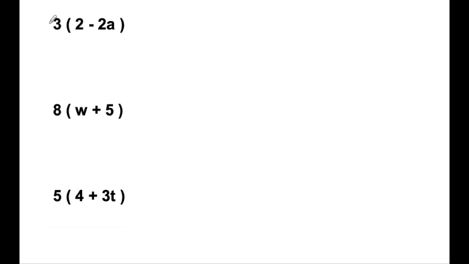In order to expand brackets, what you need to do is multiply whatever's outside the bracket by what's inside the bracket. So here we have three equations. For the first one, you need to do 3 multiplied by 2 and also 3 multiplied by 2a. So 3 times 2 is 6, and 3 times 2a is 6a.